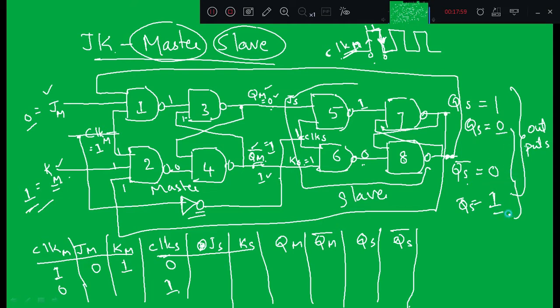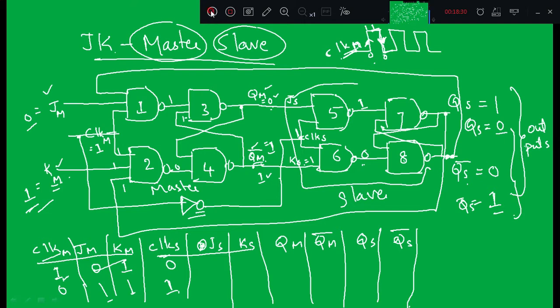So these are my final outputs. This is not a change; it is the same as the JK flip flop output. Now let us see what happens when JM and KM are both high. Let us take clock M equal to 1 again. We will take 1 and 1 now. During the positive edge of the clock, what happens here?